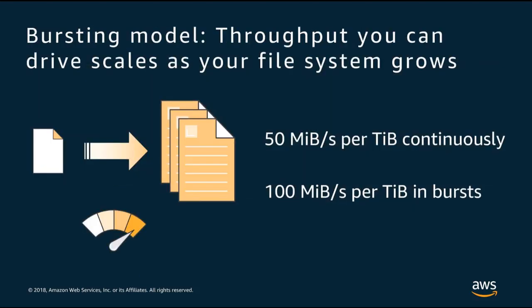Now, because file system workloads are typically spiky in nature and driving higher levels of throughput for short periods of time, but then lower levels of throughput for the remainder of the time, we built in a burst model within EFS. Now, throughput is based on the size of the file system, and your baseline throughput is 50 megabytes a second per terabyte, and that's the throughput that you will be able to continuously drive. Now, you are able to burst above that up to 100 megabytes a second per terabyte stored when you're bursting above your baseline.